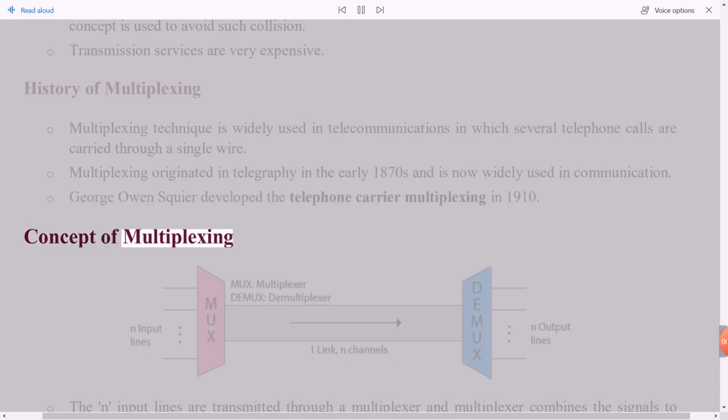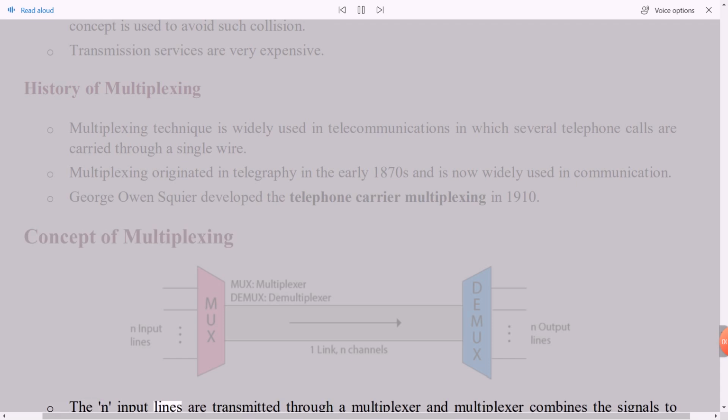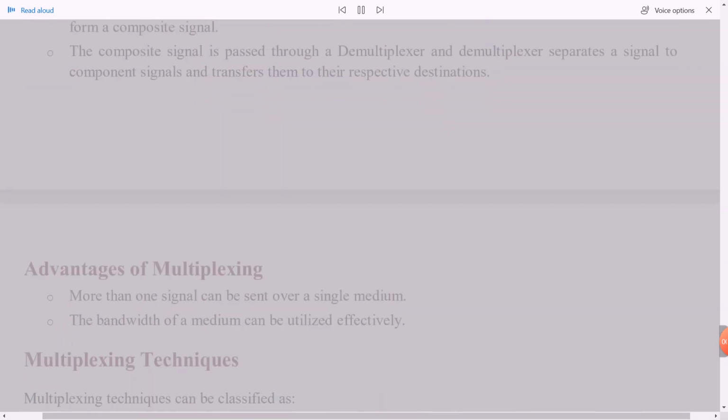Concept of multiplexing. The n input lines are transmitted through a multiplexer, and the multiplexer combines the signals to form a composite signal. The composite signal is passed through a demultiplexer, and the demultiplexer separates the signal into component signals and transfers them to their respective destinations. Advantages of multiplexing. More than one signal can be sent over a single medium. The bandwidth of a medium can be utilized effectively.